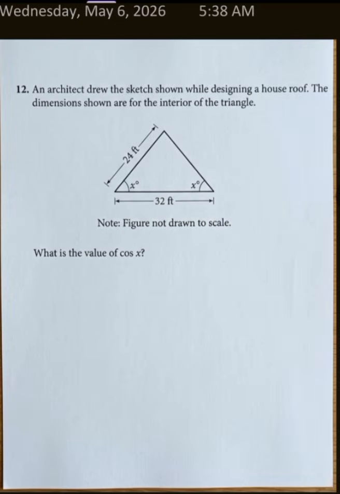Welcome to today's class. Today we have a question which says an architect drew the sketch shown while designing a house roof. The dimensions shown are for the interior of the triangle. Now the question says we should look for cos S. Is it okay? And how do we get cos S?